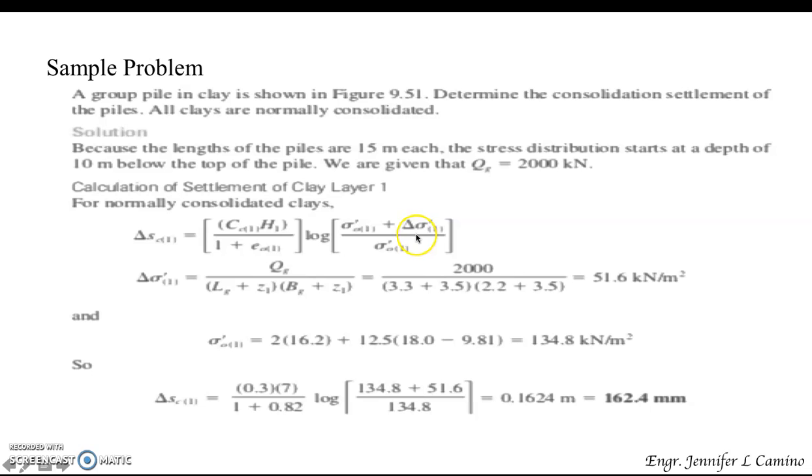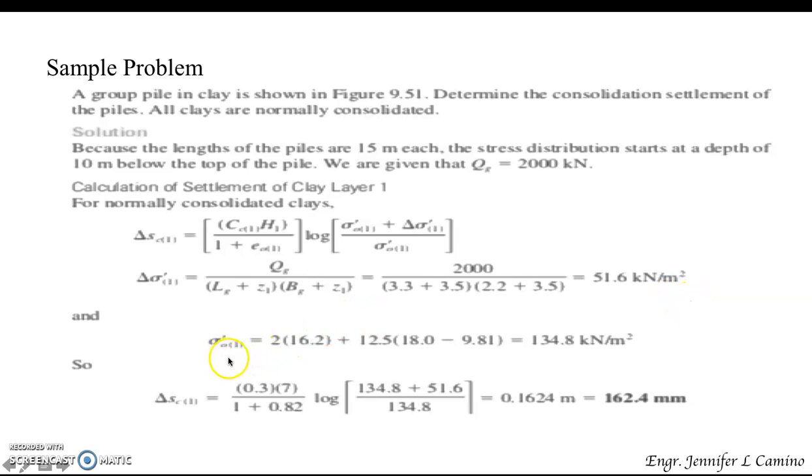increase in the vertical stress, which is given by Q sub G over L sub G plus Z sub 1 times B sub G plus Z sub 1. So therefore, if we substitute the given values, that is equivalent now to 51.6 kilonewton per meter squared.